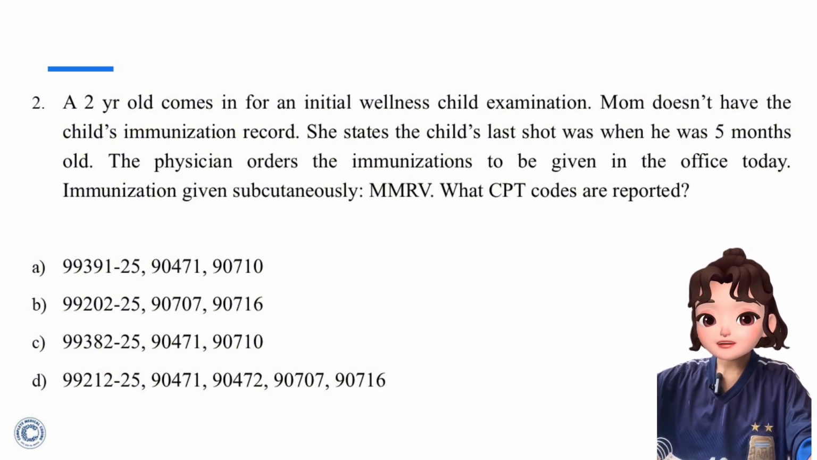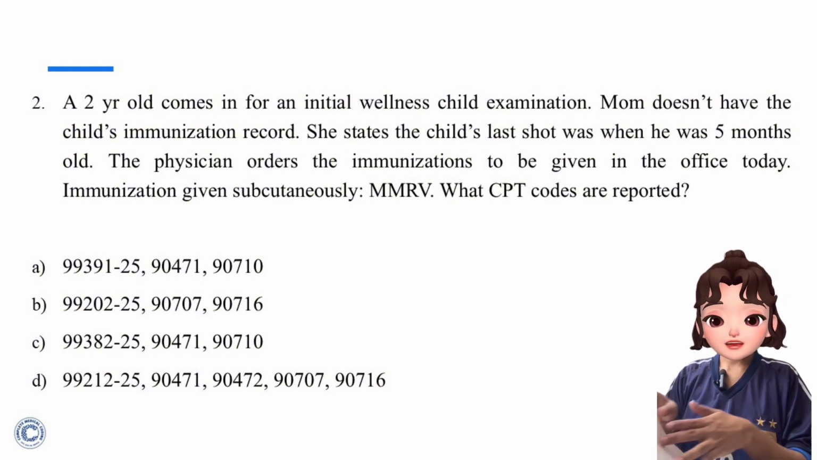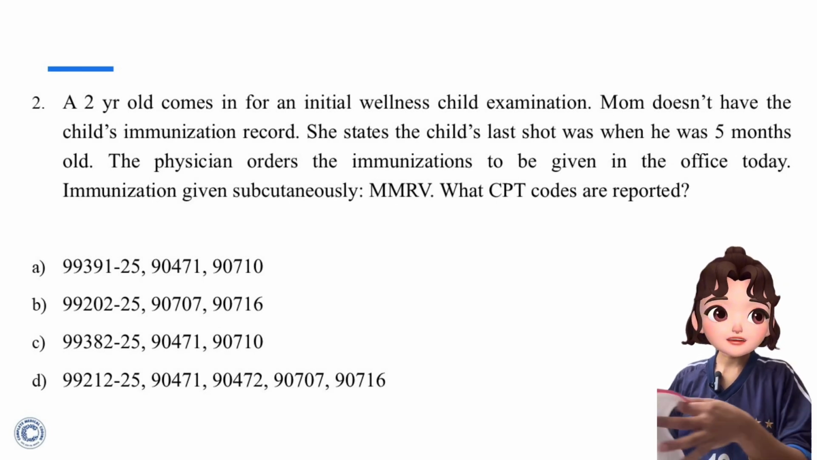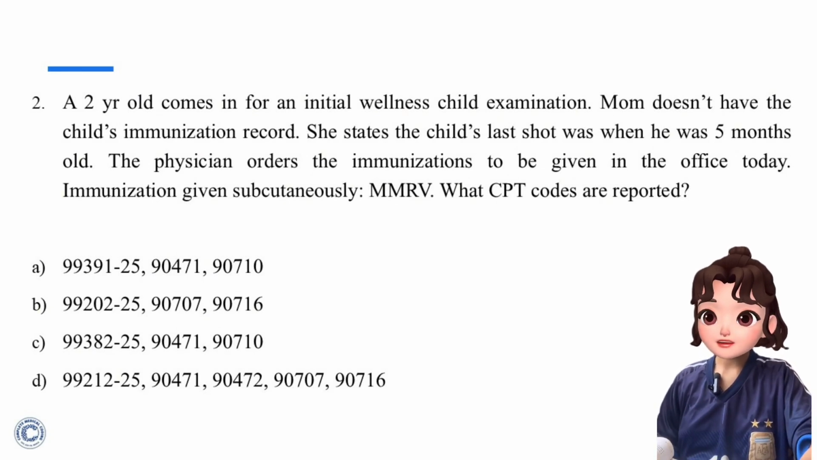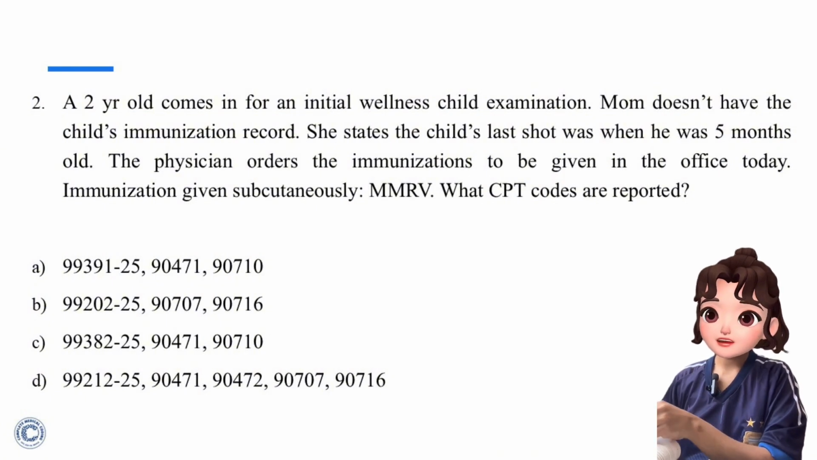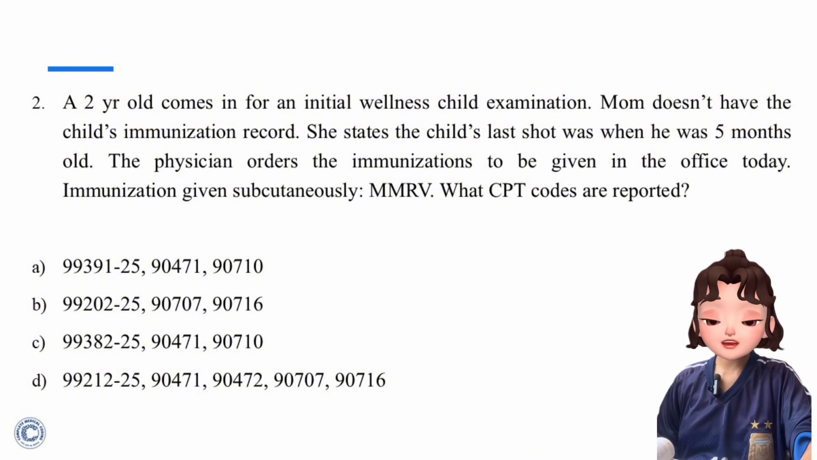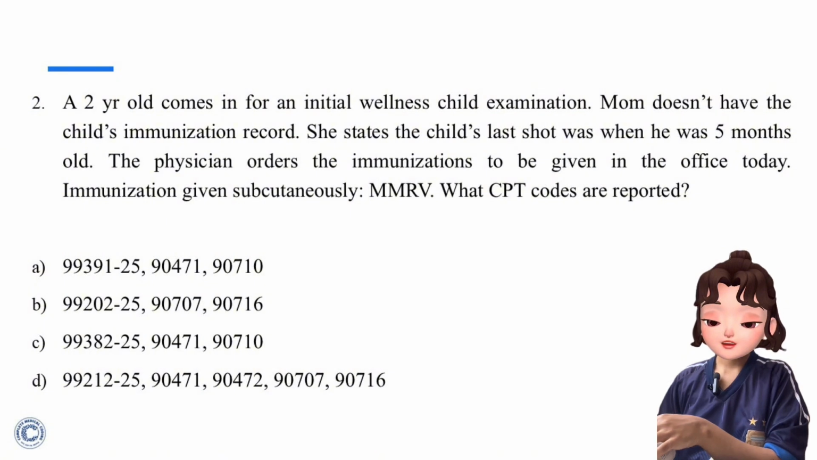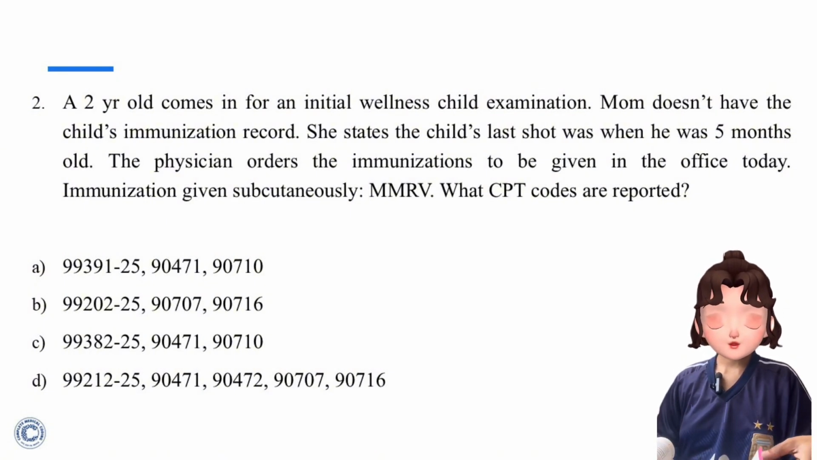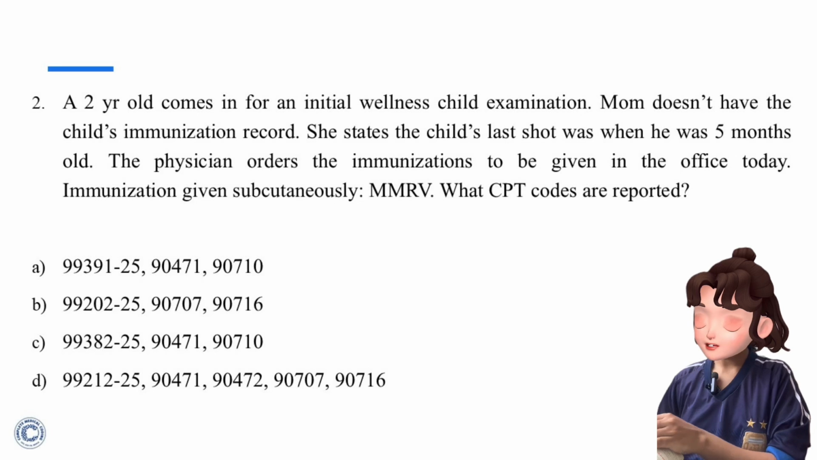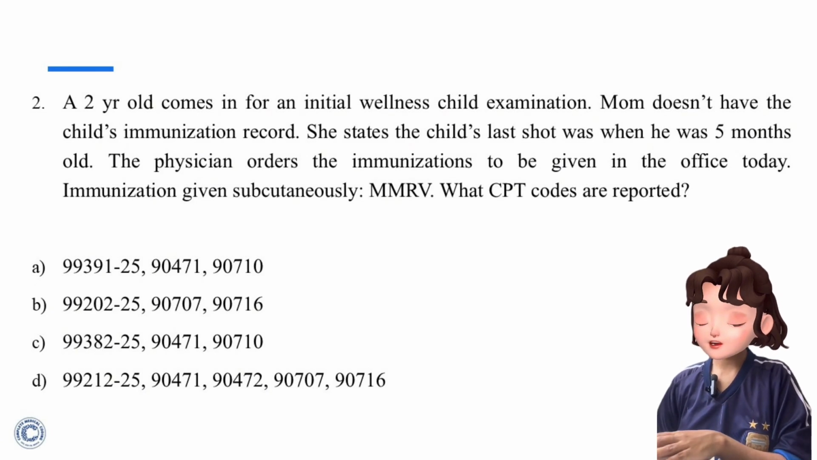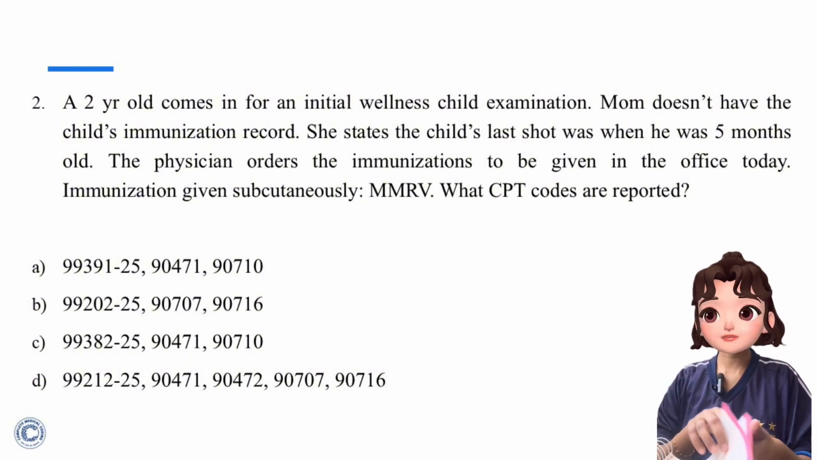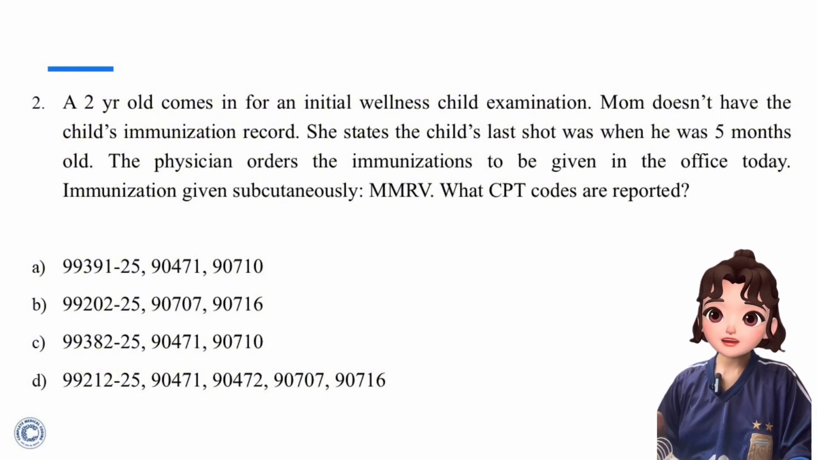Now if you go to option B, 99202. What is 99202? In such types of questions, you can first find out the E&M code, then go for the vaccination code, so that you can easily skip some options. 99202 is the code for a new patient, but it's an office or other outpatient visit code. Here we need the code for a wellness child examination. So that is also wrong.